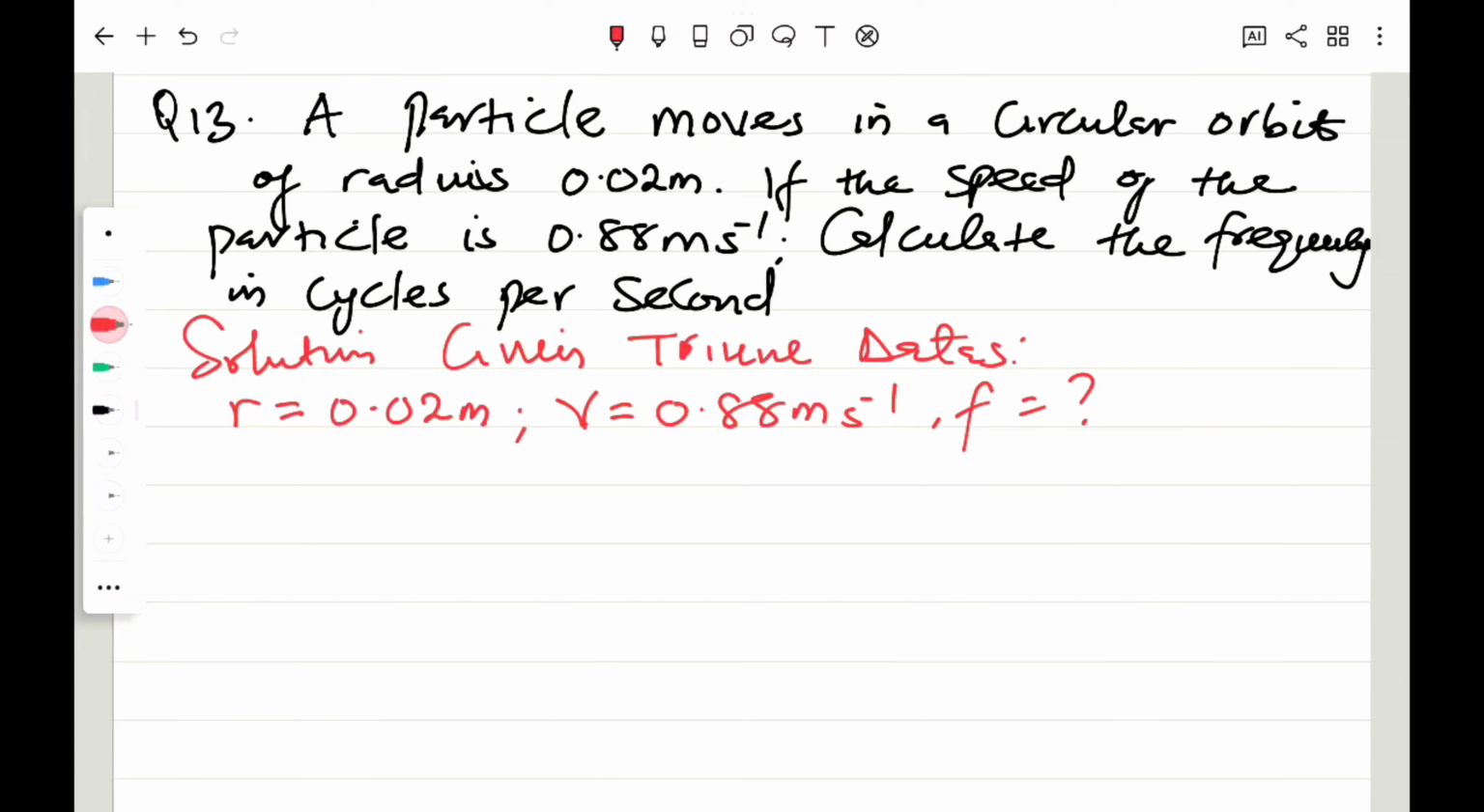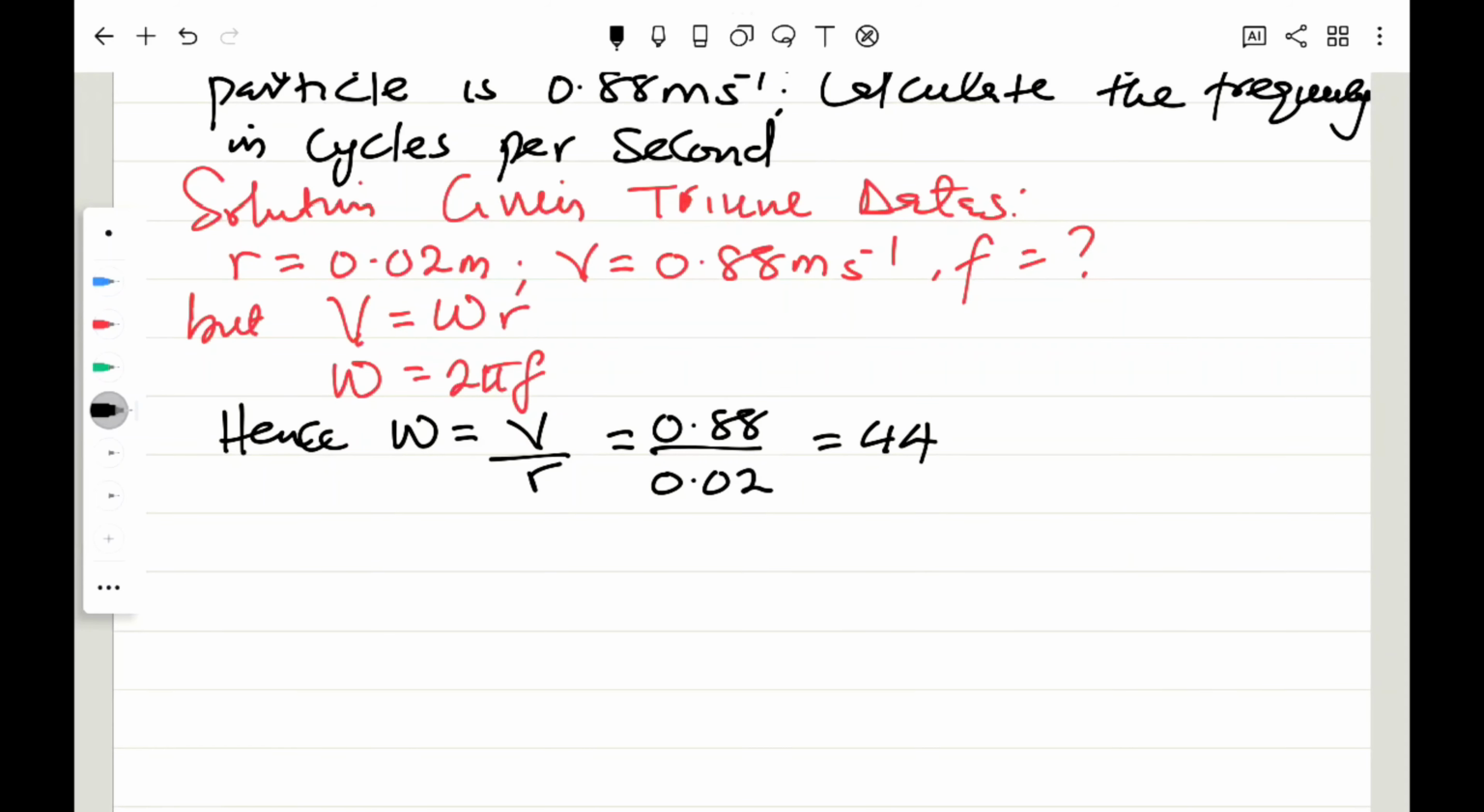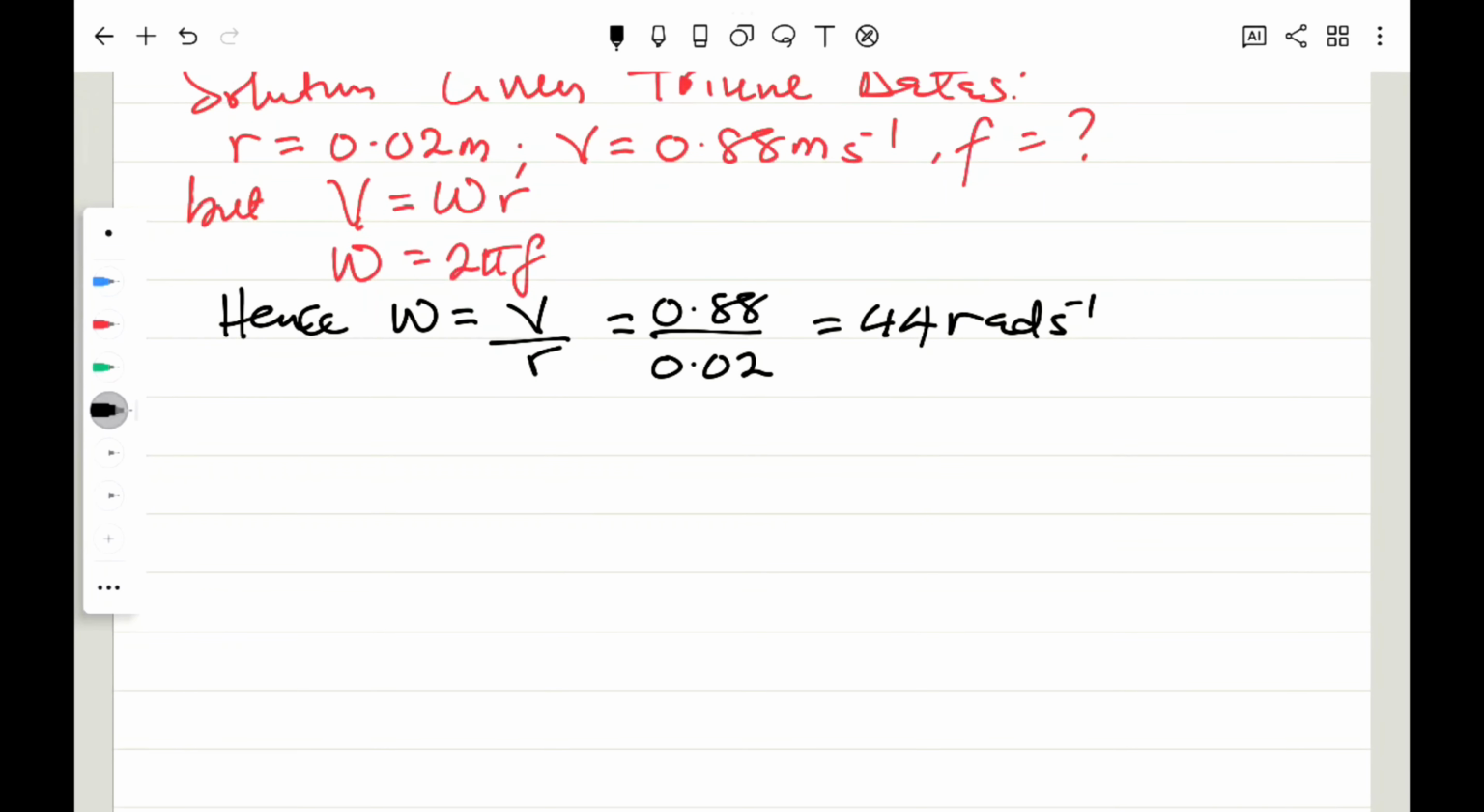Recall from your circular motion, okay? And from your waves, recall that V is equal to omega R. Are you here? Omega is equal to 2 pi F. Is that clear? We're going to use these two formulas. Hence, for V is equal to omega R, if we make omega the subject of the formula, we're going to have omega is equal to V over R. So that by substitution, 0.88 divided by 0.02 will give you 44 rad per second.